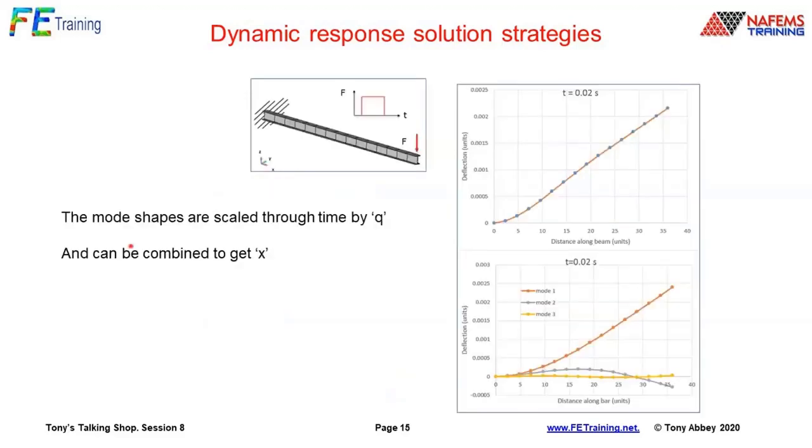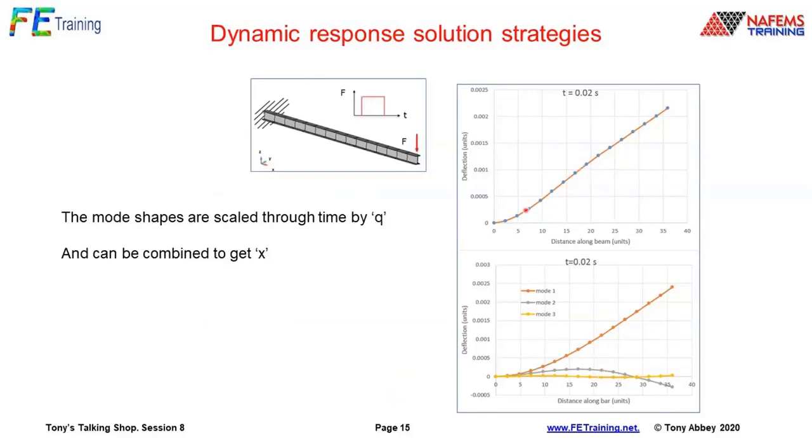So here's an example of hitting this cantilever beam, and the modes are scaled through time at 0.02 seconds. This is what the modes are doing. This is my first bending mode, second bending mode, third bending mode. This is what they're doing at that instant in time. I combine them together and I get back to the physical response.